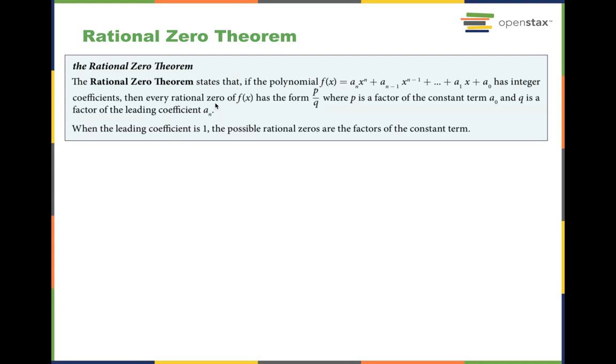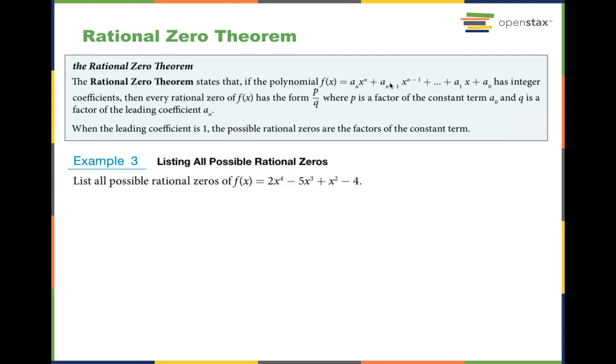Every rational zero of f of x has this form, okay? Where p is a factor of the constant term and q is a factor of the leading coefficient, okay? Every rational zero of this polynomial is going to be, the numerator will be factors of this and the denominator will be factors of this. We can ignore everything else in between.